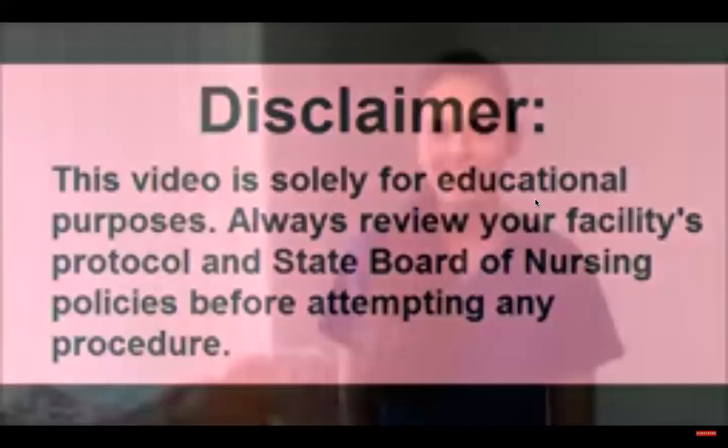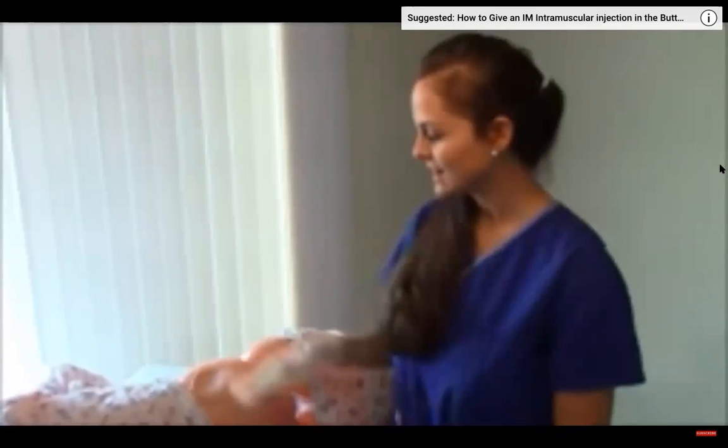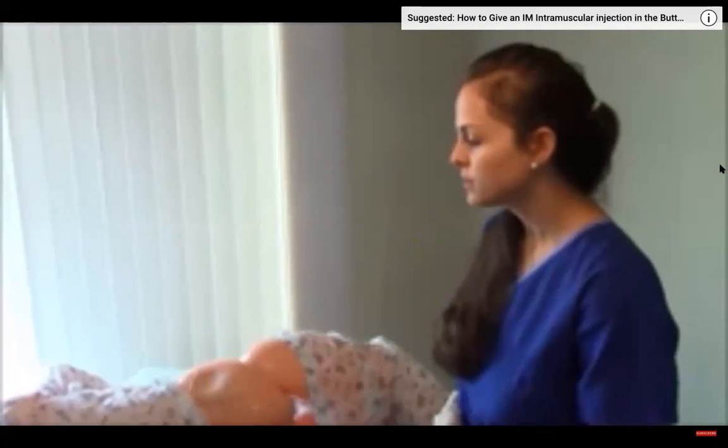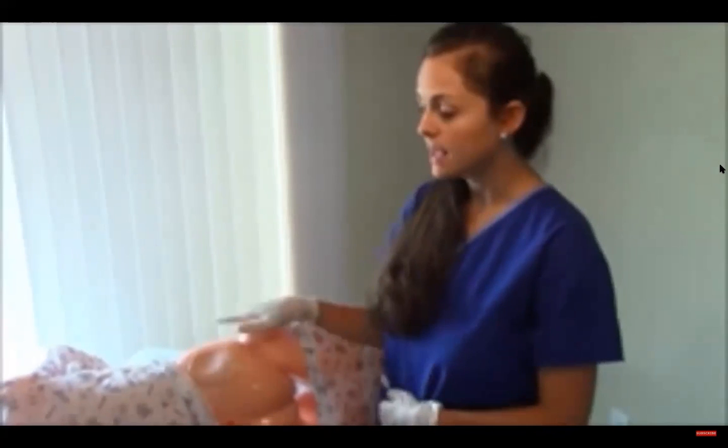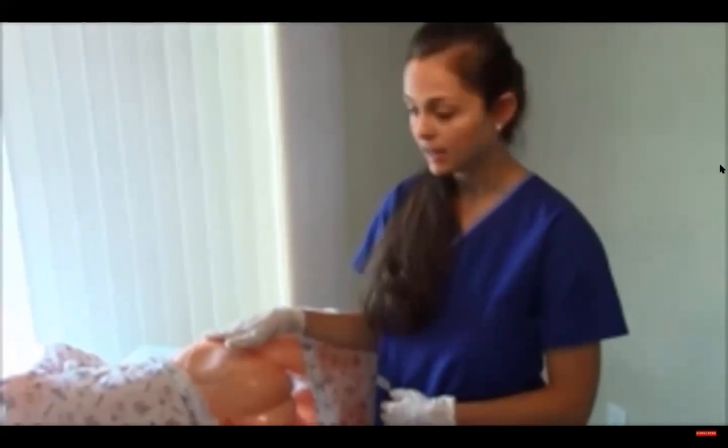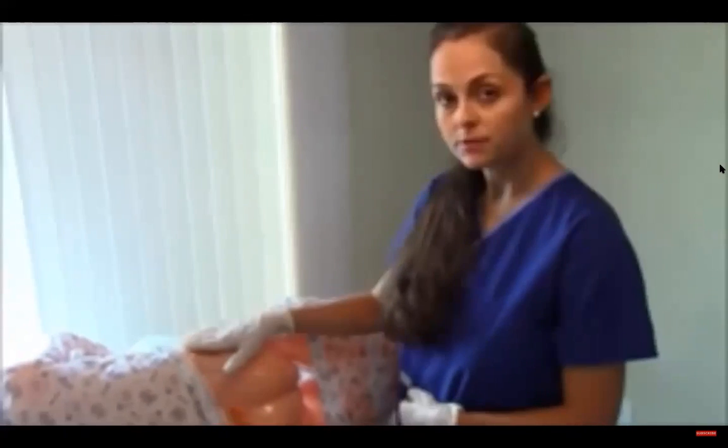Hey everyone, this is Sarah with RegisteredNurseRN.com, and today I'm going to show you how to give an injection in the ventrogluteal muscle. Here I have Miss Smith. She is our mannequin, and we're going to give her an injection in the side. First, get your patient on their left or right side. Miss Smith is on her left side, so we get her prepped for that.